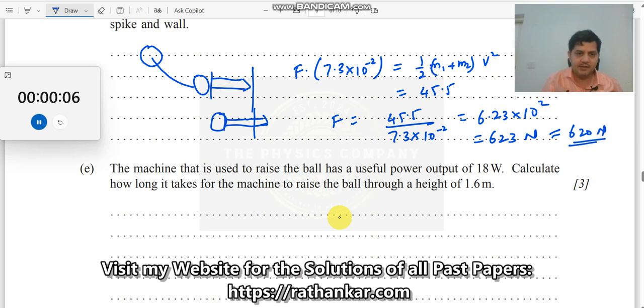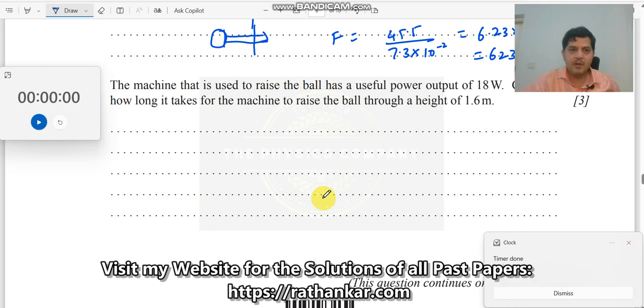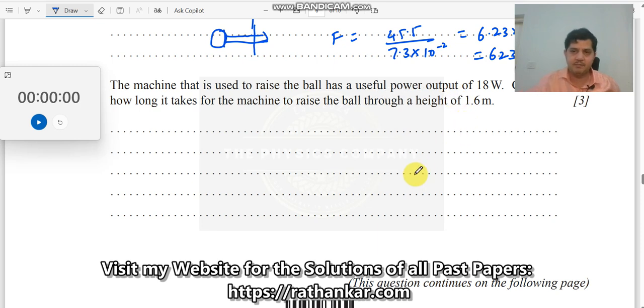Okay, so we have got this also. Next, we already crossed the time. We are 3 minutes late. Now let us do this one here. The next question, E. Now what does it say? It tells you the machine that is used to raise the ball has a useful power output of 18 watts. Okay, output power is equal to 18 watts.